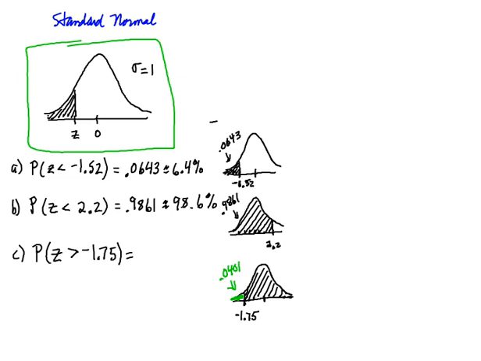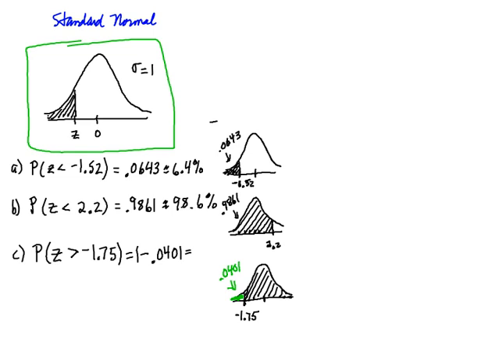I've got the probability of z being greater than negative 1.75. Remember, back from the uniform distribution, what we learned about probability density functions is the probability always adds up to 100%. So the area under the curve adds up to 1. So to get the shaded area above the negative 1.75, I have to subtract the 0.0401 from 1 to get my answer on this one.